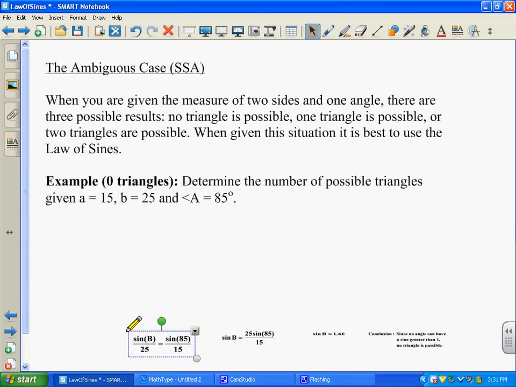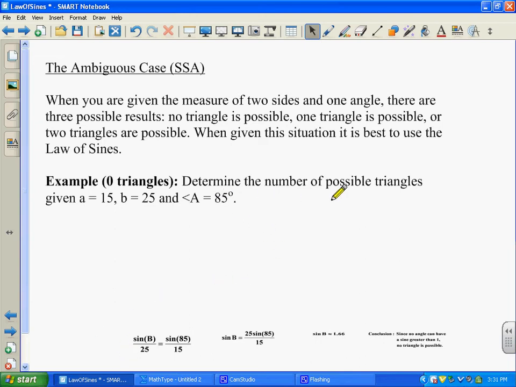Now we also want to look at the ambiguous case. When we're given the measures of two sides and one angle, there are three possible results. We can have no triangle possible, one triangle possible, or two triangles possible. To find out which, in this situation, it's best to use the law of sines.